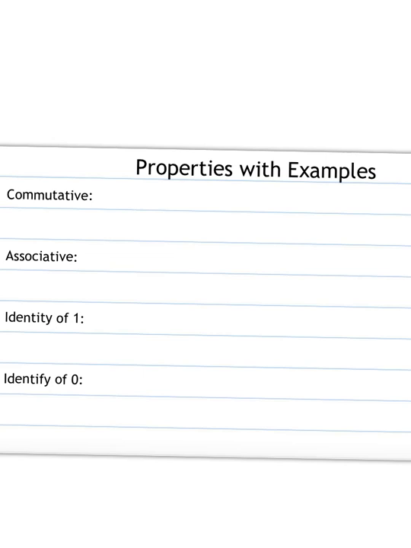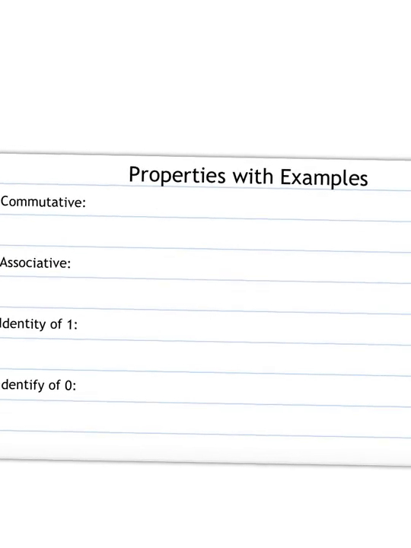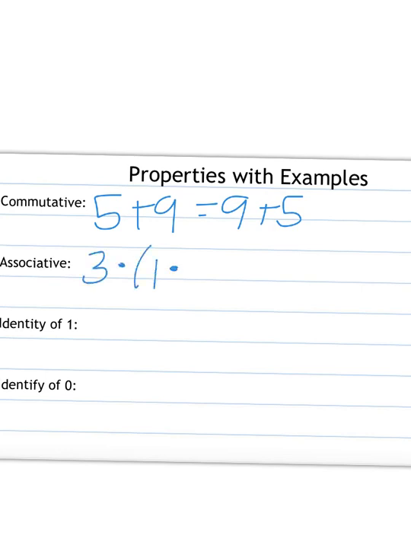Okay, some more examples. I'm just going to give you another example of each one. Commutative, so you can change the order. So 5 plus 9 equals 9 plus 5. Associative is the way that you can change the groupings. So if you had 3 times 1 times 5, that would be the same as 3 times 1 times 5. Let's check. 1 times 5 is 5. 3 times 5 is 15.